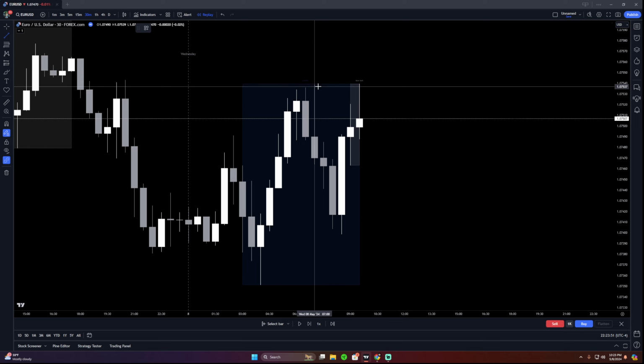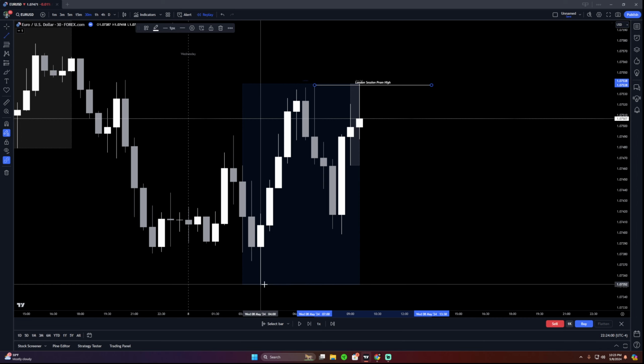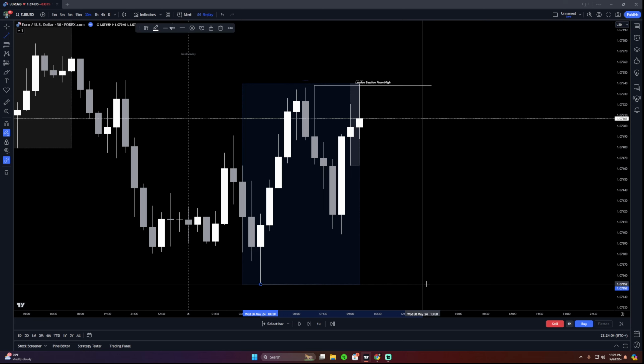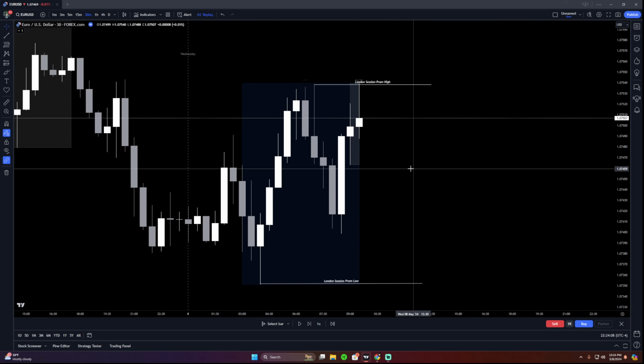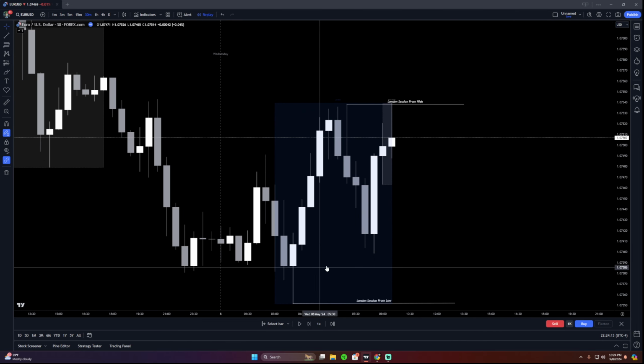So as you can see, we had this high right here. So highs and lows before New York London session. New York and London session cross. And then London session high, and you can go here and put London session low. Now, prominent highs and lows, not like individual highs and lows like this.